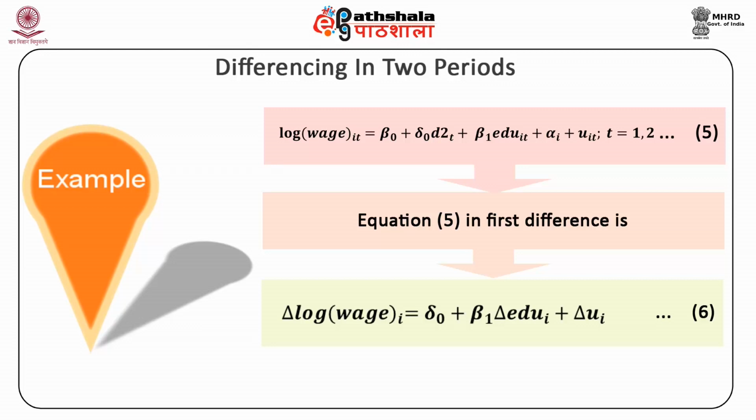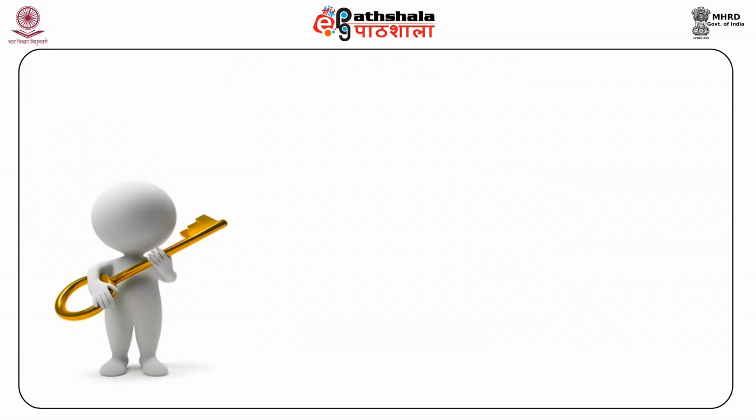The problem is that we are interested in working adults, and for most employed individuals, education does not change over time. If our sample has only a small fraction of delta edu_i different from 0, then it will be difficult to get a precise estimator of beta 1 from this last equation 6 unless we have a rather large sample size. Now we will look at differencing with more than 2 periods.